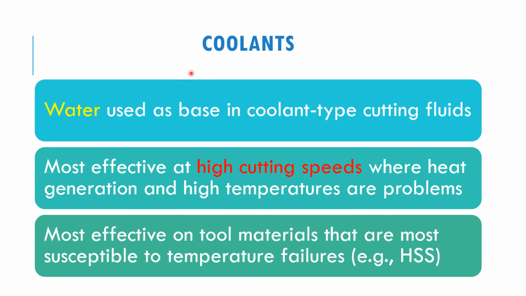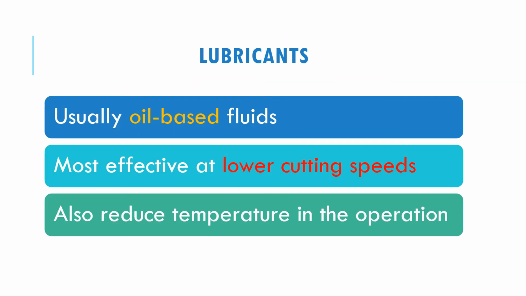For coolant, water is used as the base for the coolant-type cutting fluid. It is most effective for high cutting speed, where heat generation and high temperature are the problem during the operation. It is most effective on tool materials that are most susceptible to temperature failure, for example HSS. For the lubricant, it is usually an oil-based fluid, most effective at lower cutting speed, and it also reduces temperature in the operation.